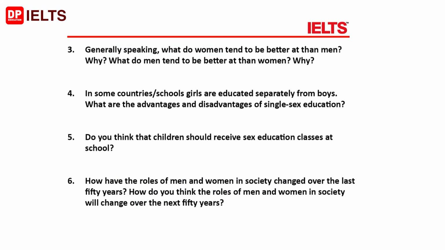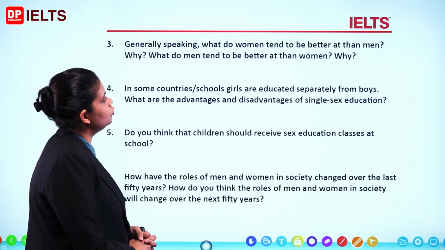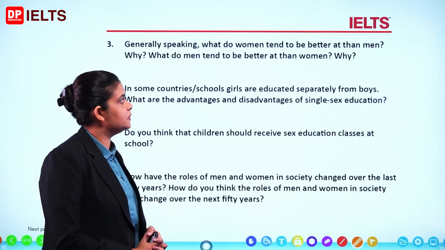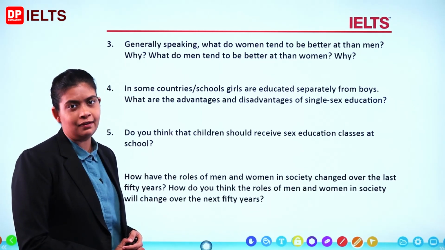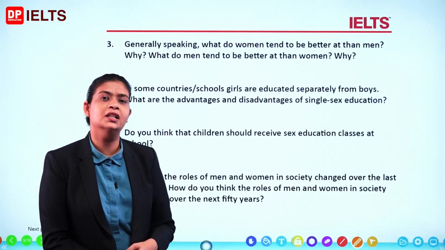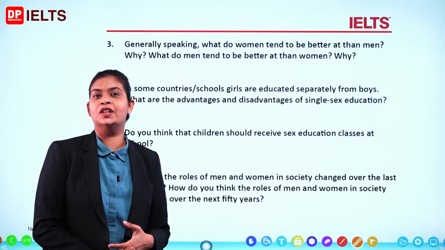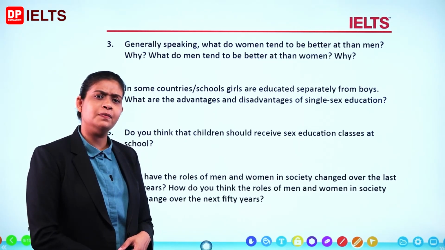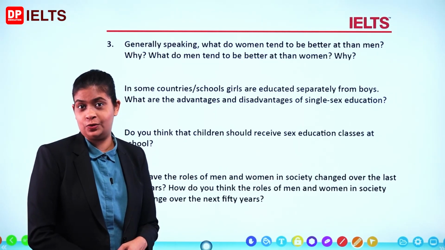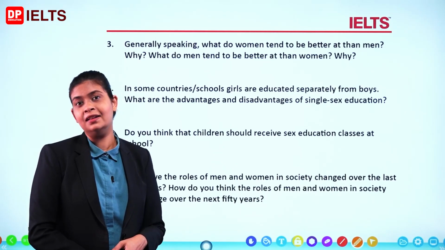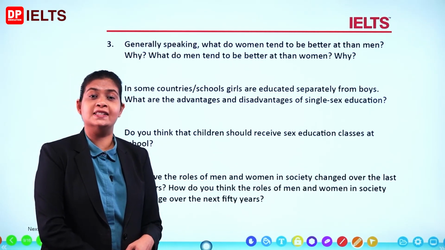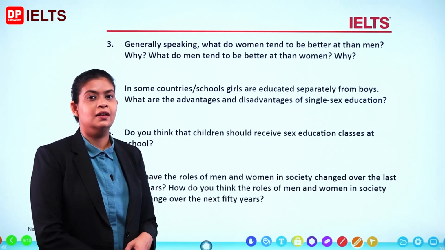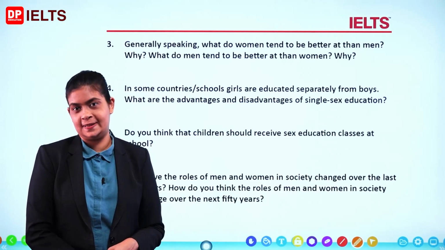Generally speaking, what do women tend to do better than men? Oh, I think generally speaking, women are better at speaking than men. They can talk really fast and they're really good as housemakers. I think they're brilliant. And apart from that, women are good at anything that they do. They have such a variety of skills. They can multitask. So I think women are really skillful creatures, right?